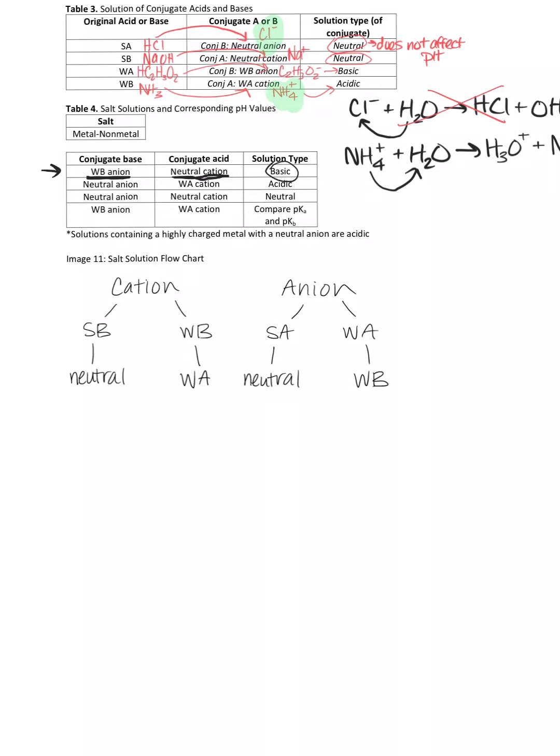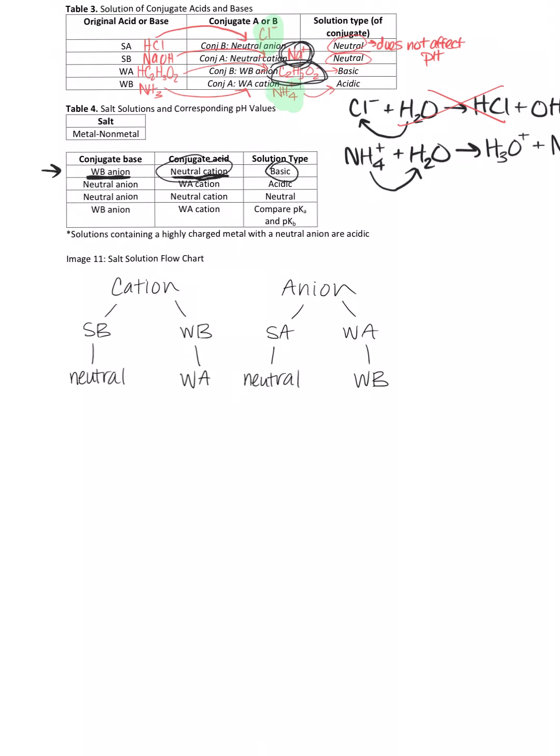So we're not in this case looking at where the anion came from or where the cation came from. We're just saying that, let's say in this instance, a neutral cation would be something like sodium. Okay, it's neutral, it doesn't react with water. And if you have a weak base anion, that would be something like acetate. So if you have an anion that's weakly basic and a cation that's neutral, all together the solution will be basic.